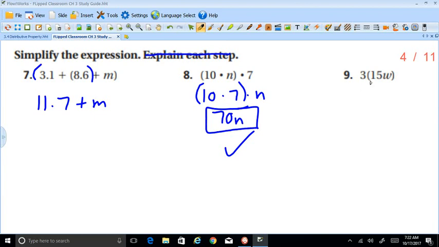Number 9, we are going to use the distributive property, and we're going to distribute the 3 times 15w, which gives us 45w. And really, I guess it's also the regrouping, so we're going to use the associative property of multiplication.